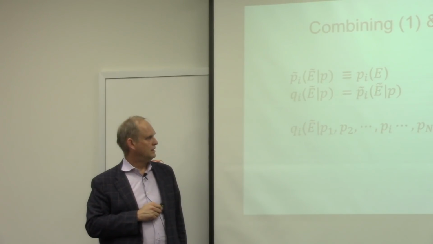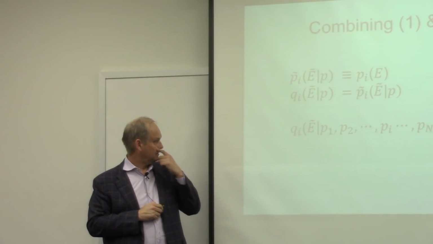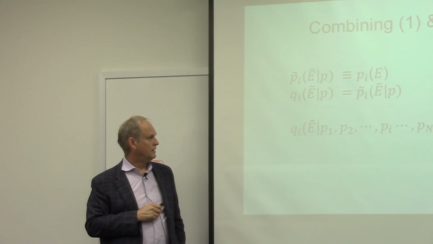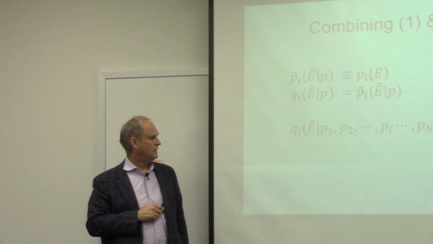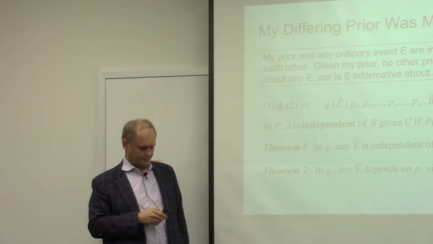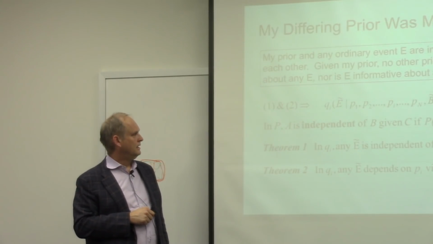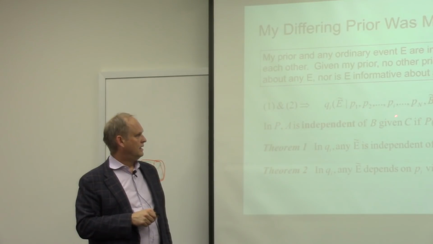Right? I mean, I can have two probability measures, P and Q. P of A given B equals Q of A given B. That doesn't mean that P of A given B and C equals Q of A given B and C. That's all I'm saying. Right.